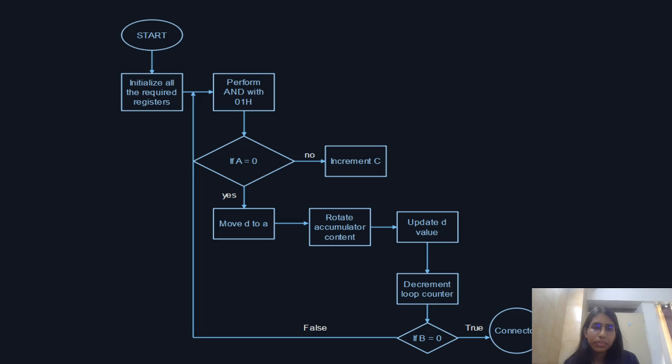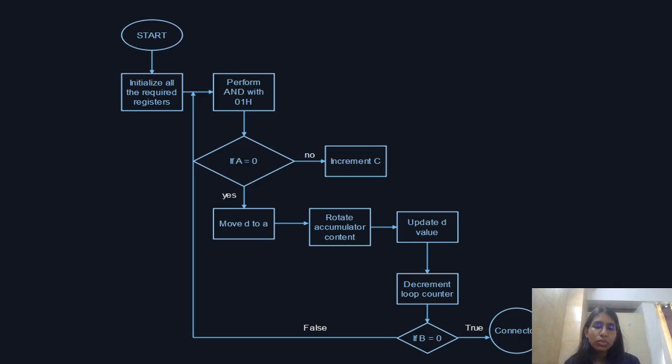Now here's the flow chart of the process. After starting the program, we'll initialize all the required registers. Then we'll perform the AND operation with 1. Now, if the accumulator content becomes 0, that means the least significant bit was 0 and we do not want to increment our sum value, so we'll directly move on to the next step. If it was not 0, we would increment the sum counter.